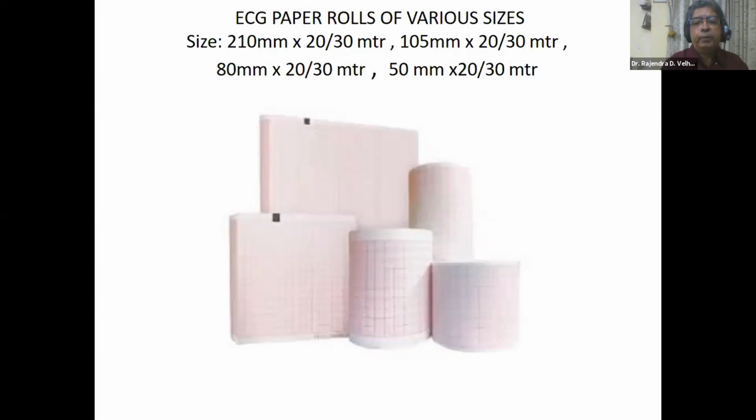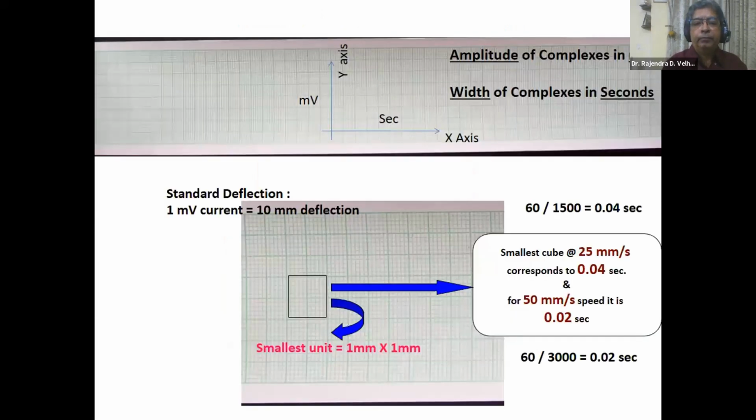Now, irrespective of the size of the ECG paper, if you observe the basic structure, it is like a graph paper. And the smallest unit on the ECG paper corresponds to a small cube of 1 millimeter in width and 1 millimeter in height. So it is a cube of 1 millimeter by 1 millimeter.